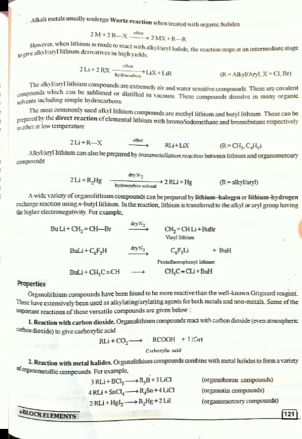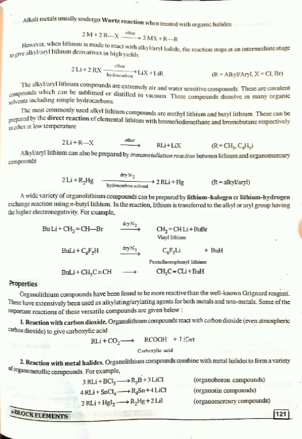These compounds are highly reactive and are sensitive towards air, water, and carbon dioxide. As a result, these compounds are prepared under an inert atmosphere of nitrogen or argon. Alkali metals usually undergo Wurtz reaction when treated with organic halides. However, when lithium is made to react with alkyl or aryl halide, the reaction stops at an intermediate stage to give alkyl or aryl lithium derivatives in high yields.